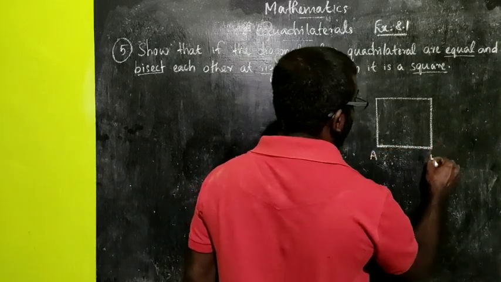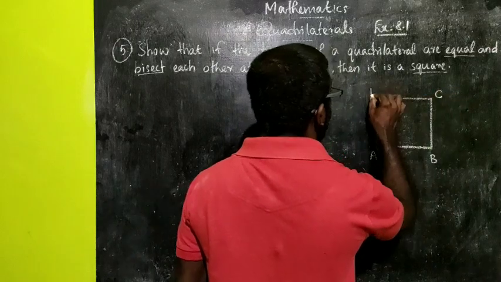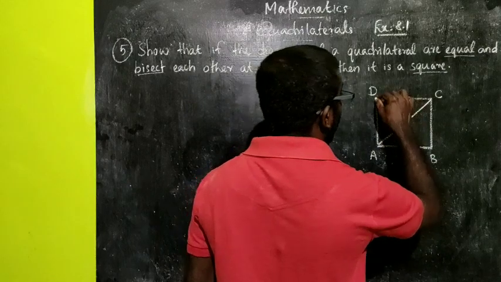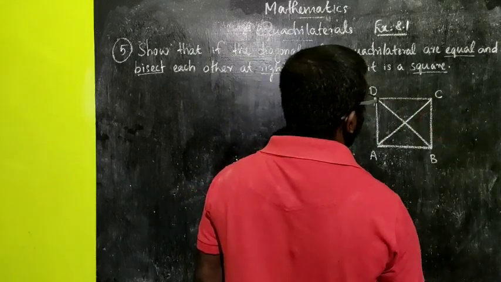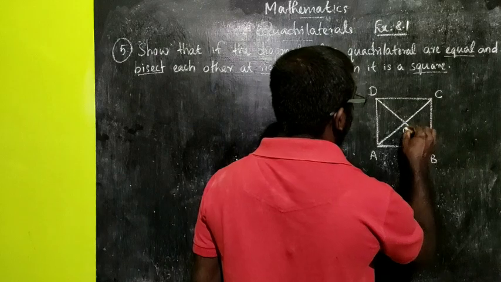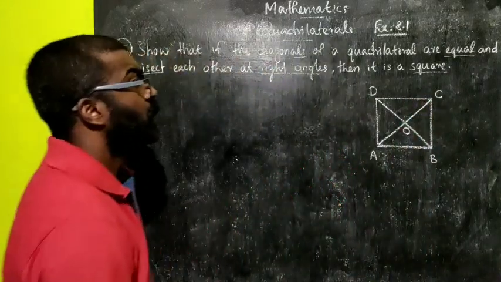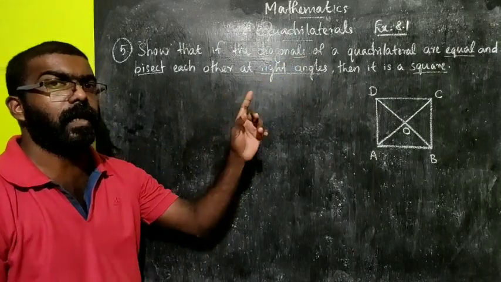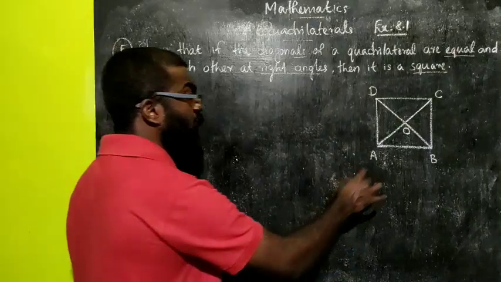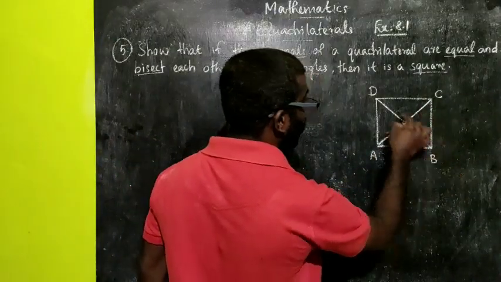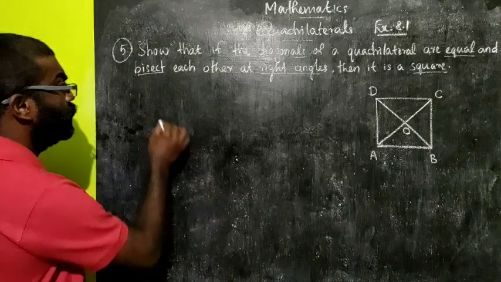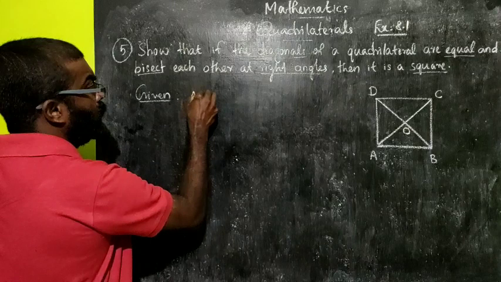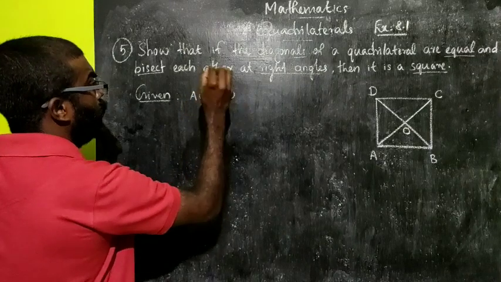So here ABCD is a quadrilateral, and we can draw two diagonals AC and BD intersecting at point O. It is given that the diagonals are equal. Here the diagonals are namely AC and BD. They are of equal length. So first we can write, given, AC is equal to BD, first point.